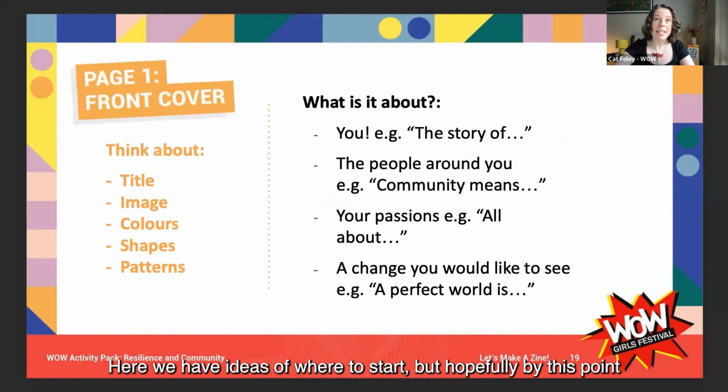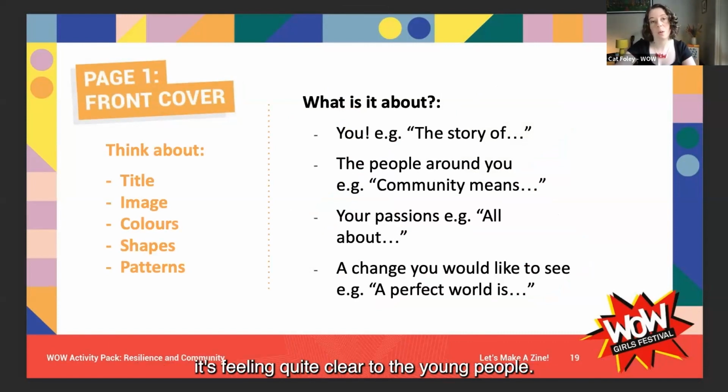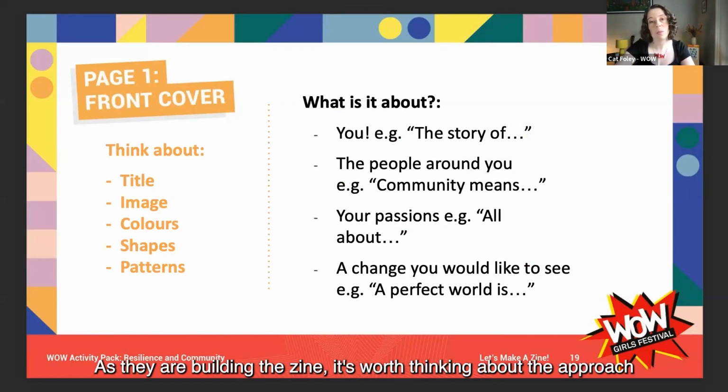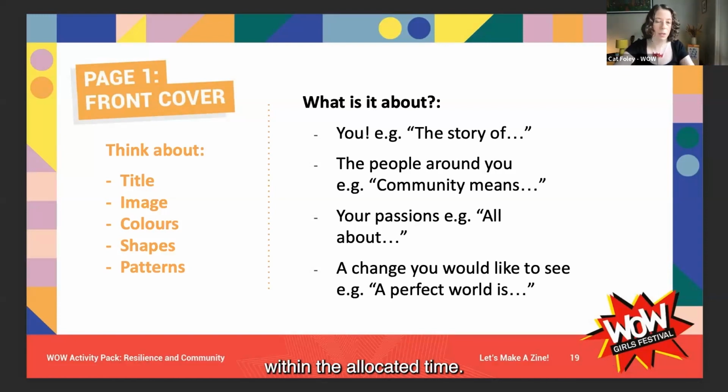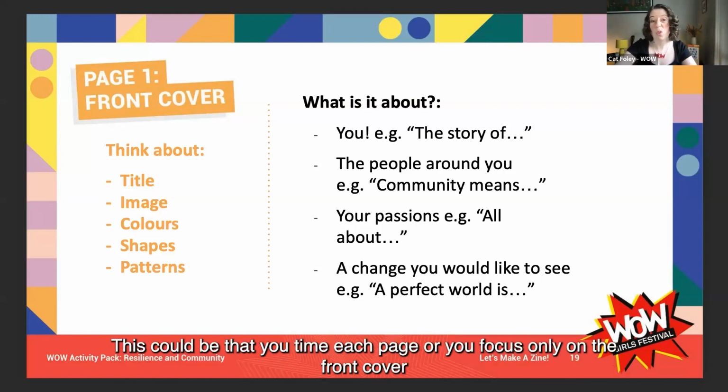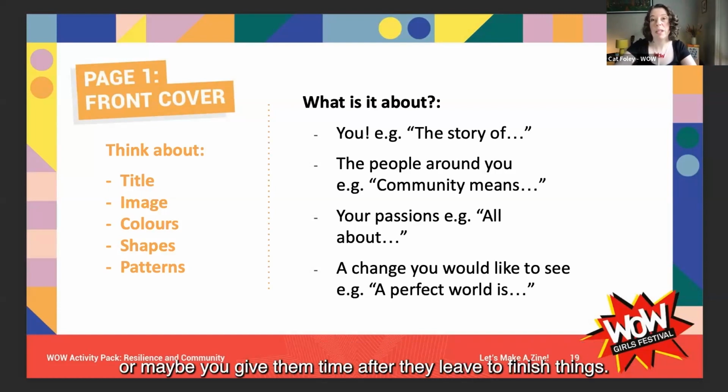Here we have ideas of where to start, but hopefully by this point it's feeling quite clear to the young people. As they're building their zine, it's worth thinking about the approach you'd like to take so they can get as far along as possible within the allocated time. This could be that you time each page, or you focus only on the front cover, or maybe you give them time after they leave to finish things.